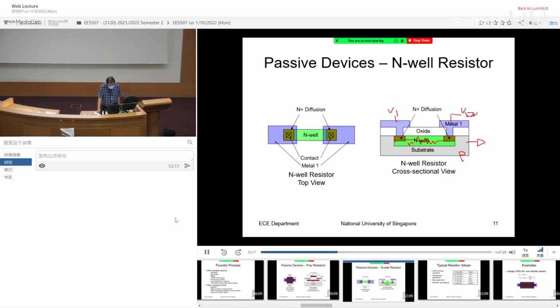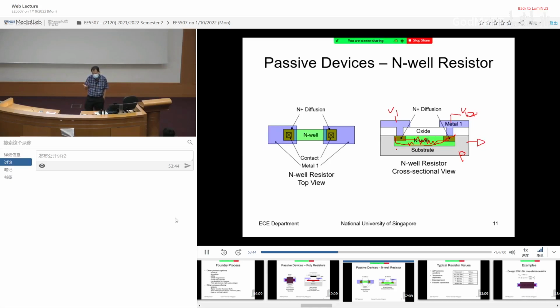For a PN diode to form, you have some depletion region. This depletion region will change based on the voltage. When the voltage changes, the depletion region changes. Your depth of your N-well will change. That will vary your resistance. So this kind of N-well resistor will have voltage dependency.